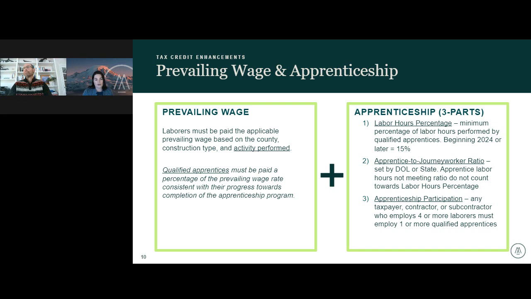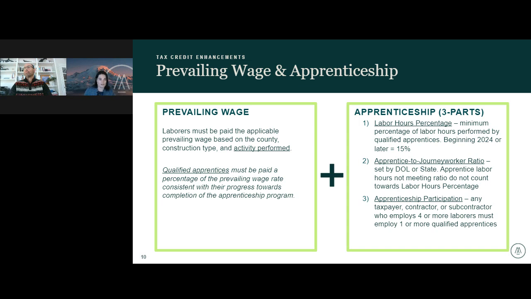A third component, which is actually separate and distinct from the first 2, is the apprenticeship participation requirement, which is any taxpayer, contractor, or subcontractor who employs 4 or more laborers on the job must employ at least 1 qualified apprentice. If you don't do so, there will be penalties associated with the work that should have been performed by that apprentice.